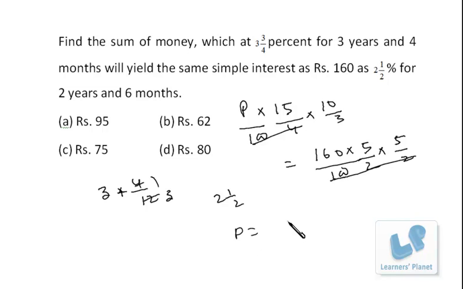So P is equal to 160 into 5 into 5 into 3 by 15 into 10. So it's 16 into 5, 80 rupees. Very simple.